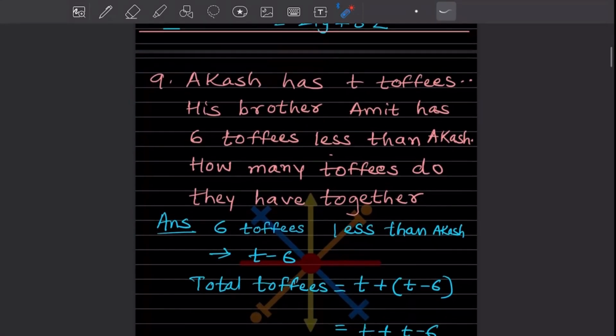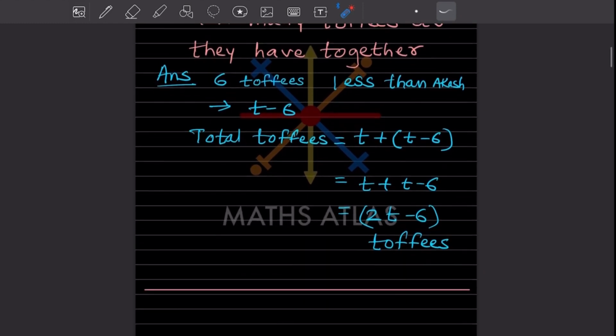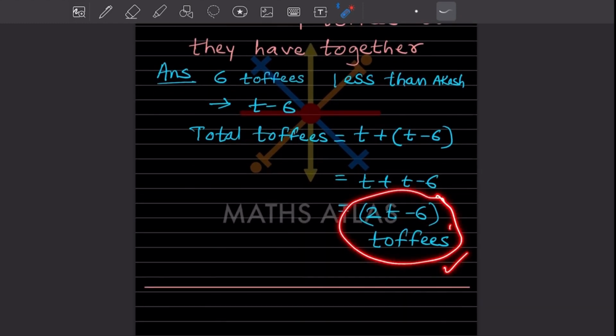Now see here, Akash has T toffees and his brother Amit has 6 toffees less than Akash. How many toffees do they have together? So Akash has T toffees and his brother has 6 toffees less than Akash, which means T minus 6. Now look here, they asked for the total toffees, right? So Akash has T toffees and Amit has T minus 6. When you add, you remove the brackets: T plus T minus 6. T plus T means 2T minus 6. So hope this is clear to you.